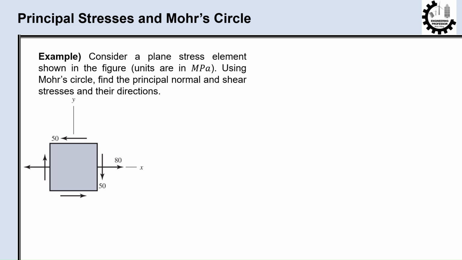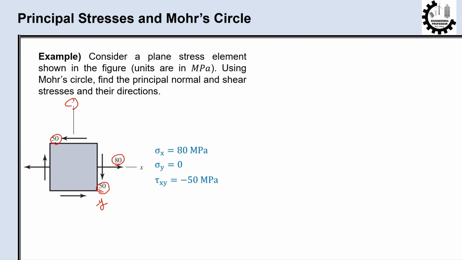We have this plane stress. First, we need to list the stress components on the element. We have sigma x equals plus 80, sigma y equals 0, and tau xy is minus 50. All units are in megapascals. Remember that shear stress is negative because tau xy acting on the x face is in the negative y direction.